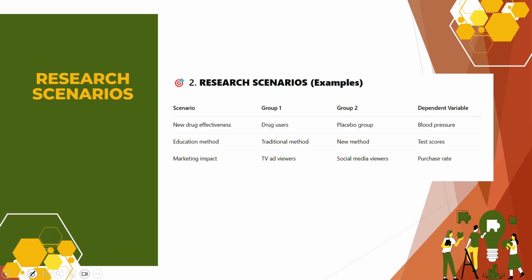So, research scenarios. For example, we have here a new drug's effectiveness: drug users versus a placebo group, with blood pressure as the dependent variable. Another example: traditional method versus new method, and the dependent variable is the test scores. And marketing impact: social media viewers versus non-viewers, and the purchase rate. So these are examples of research scenarios using the independent t-test.